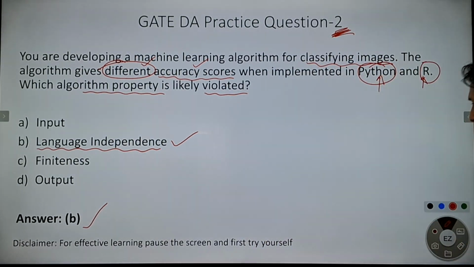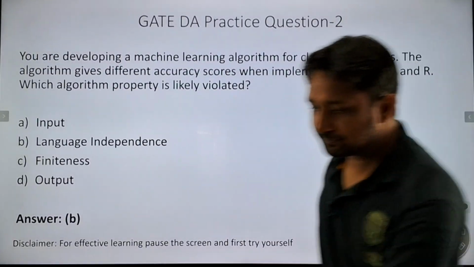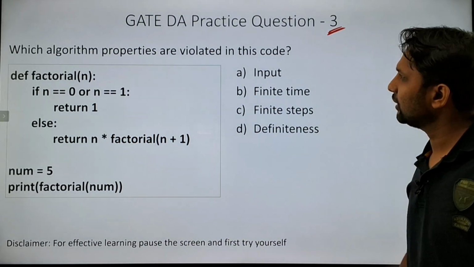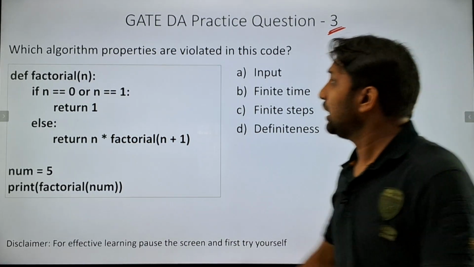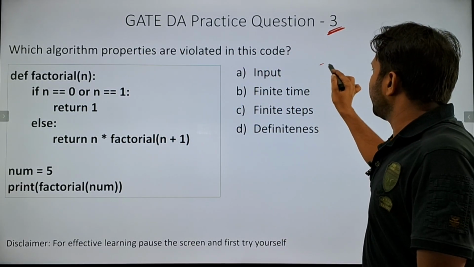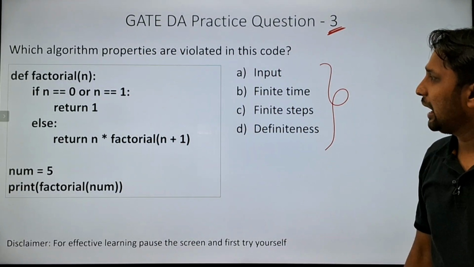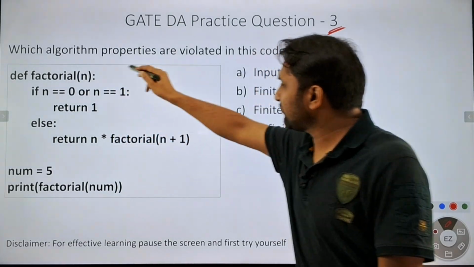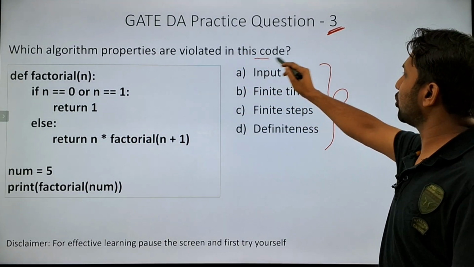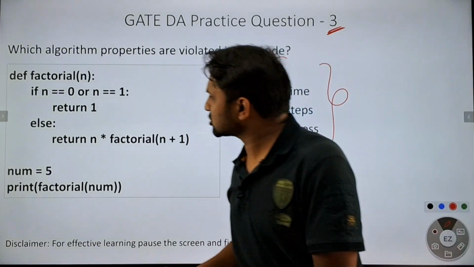Fine, let me erase the screen and take the next GATE DA practice question over here. Let me read the problem statement. Which algorithm properties are violated? Okay, again we have algorithm properties with us and this code is given to us. They are asking which algorithm property is violated in the given code. So let me see this code.